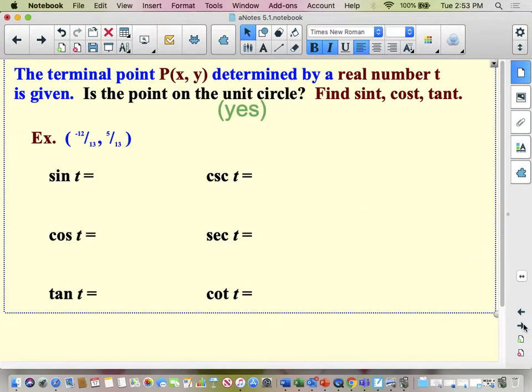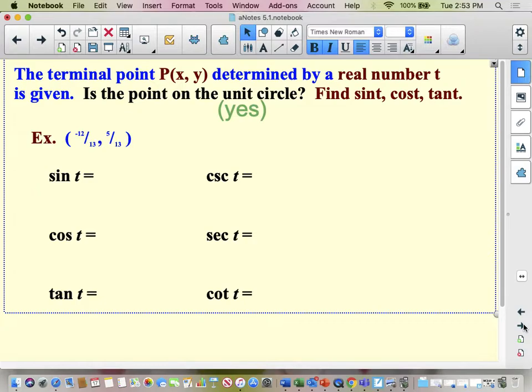So what will you use those for? Here's an example, okay, and I kind of answered the first question, but given the point -12/13 and 5/13 is the point on the unit circle. Okay, well, you would show that x squared plus y squared equals 1. Yes, it is. I'm going to skip that part because we just did that. I'm going to ask you to find all of the 6 trig functions: sine, cosine, tangent, cosecant, secant, cotangent.